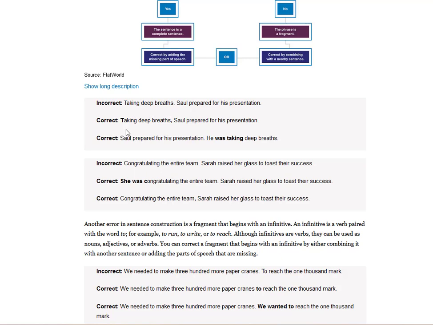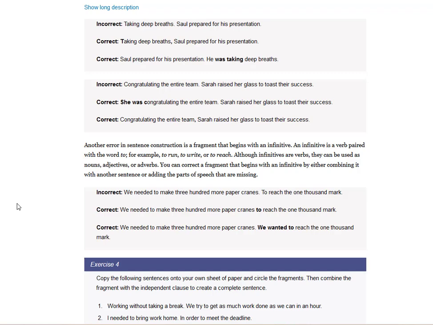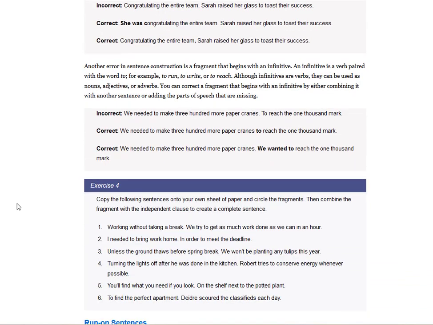So here, correct: taking deep breaths, comma, Saul prepared for his presentation. Or: Saul prepared for his presentation, period. He was taking deep breaths. So you have to have a complete thought, then you put the period. If you put an incomplete thought and a period, that's not correct. So fragments happen when you have incorrect punctuation.